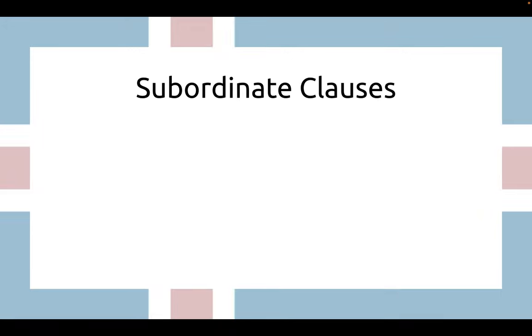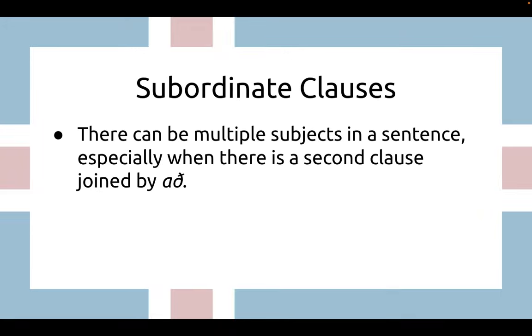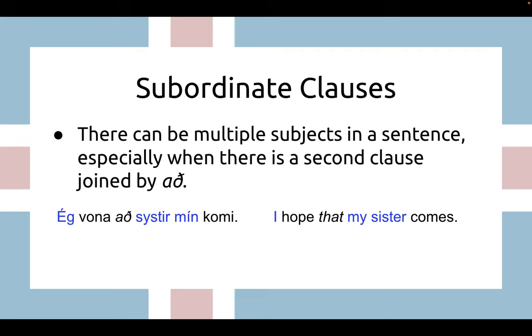Let's talk about subordinate clauses. Subordinate clauses are when we join two sentences together using some sort of verb along with the conjunction að, or that. So here is an example. Ég vona að systir mín komi. In English, this would be, I hope that my sister comes. So it's like we have two sentences here. I hope, and my sister comes.